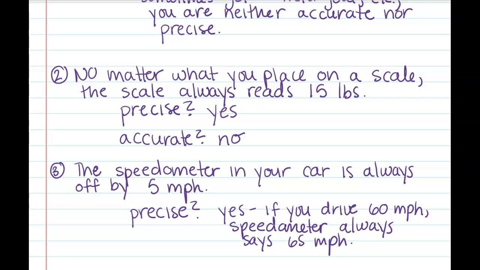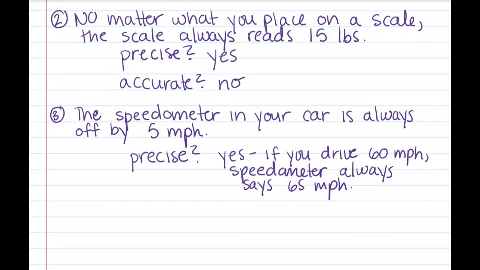So it's not necessarily that whenever you drive it says the same thing, but if you drive a specific speed, like today I drive 60, it says 65. Tomorrow I drive 60, it says 65. So it's precise. But is it accurate? No, it's not because it's not giving you the actual speed.